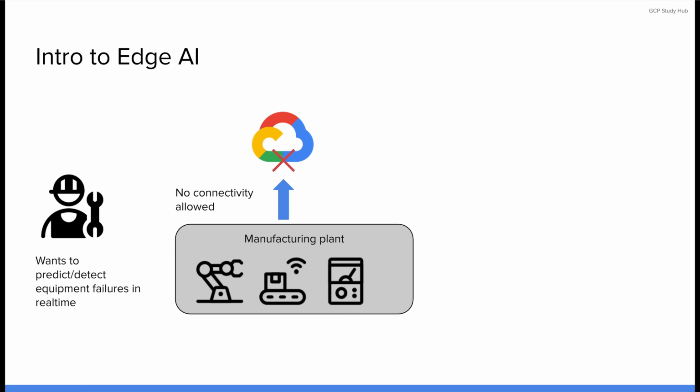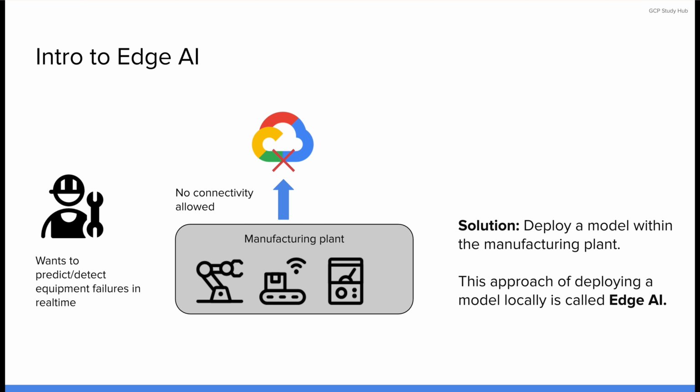Well, what we can do here is we can deploy the model directly within the manufacturing plant, running inference on local hardware. This is called edge AI. This is the approach of deploying a model locally. The model goes to the data rather than the other way around.